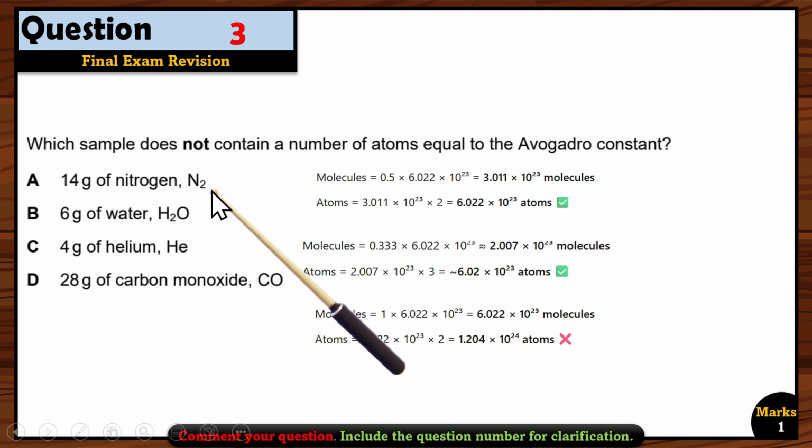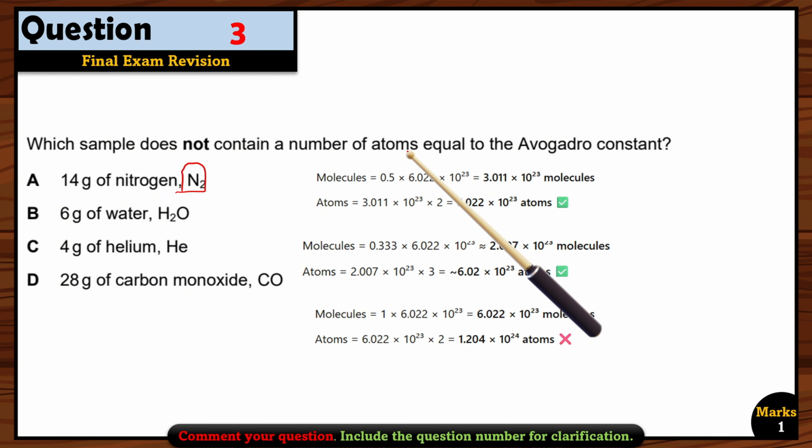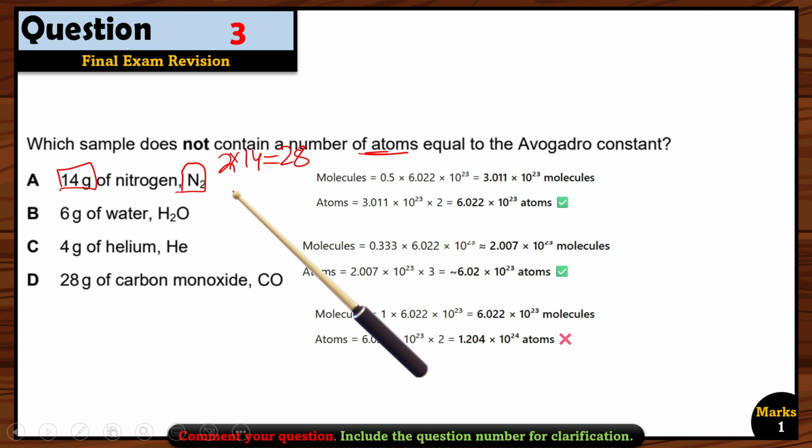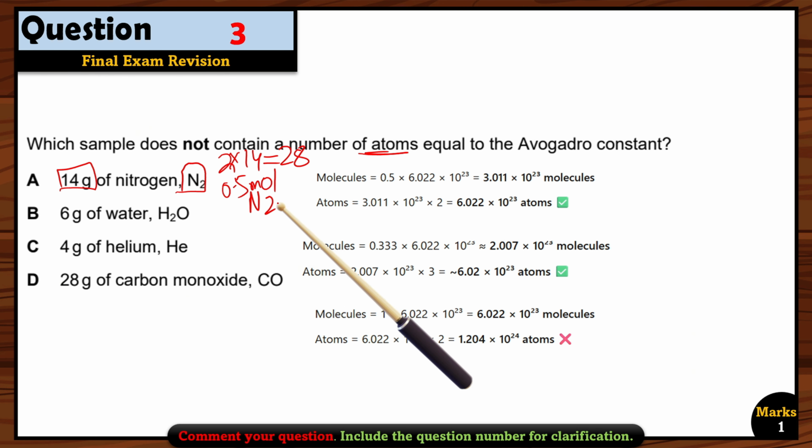If you see nitrogen, nitrogen is a molecule. How many atoms should it have? At least it has 2 atoms, right? So 2 atoms, if you multiply each with 14, because 14 is the mass, it should be 28. But here it is written 14 gram, right? So it means we actually have 0.5 mole of N2. Why 0.5 mole of N2? Because 1 mole of N2 should have 28 gram, but here we have 0.5 mole because it is 14 grams. So once it's 14 gram, we know that it is 0.5 mole, right?